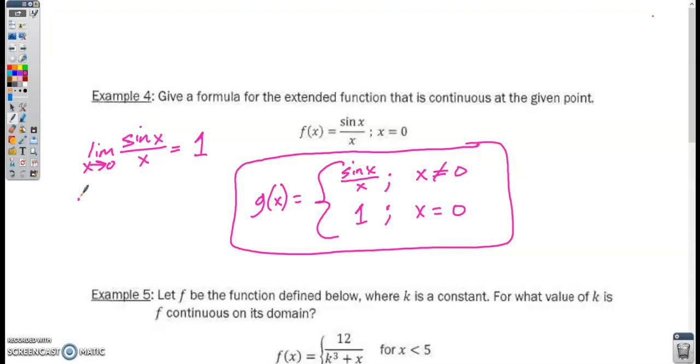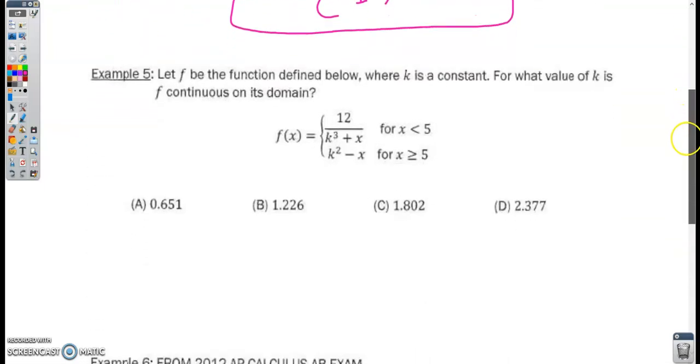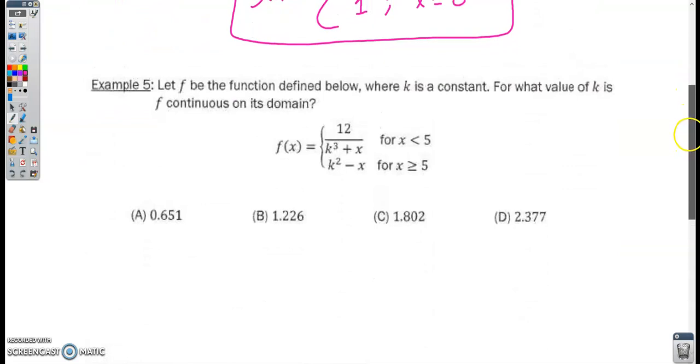All right, example 5. Let f be the function defined below, where k is a constant. For what value of k is f continuous on its domain? So we have a rational function here and a polynomial function, both of which are always continuous on their domain. So the only place we're really worried about is where x is equal to 5.